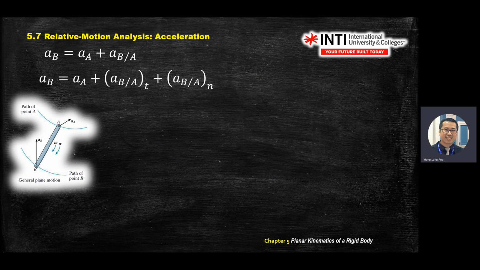Okay, same with point B here. Point B rotates clockwise, so it also moves in a curvilinear motion. So you also have tangent and normal direction. You combine these two, you get the resultant acceleration of point B. So this is a general plane motion. What I mean by general plane motion? You have two motions, which are translation and rotation.